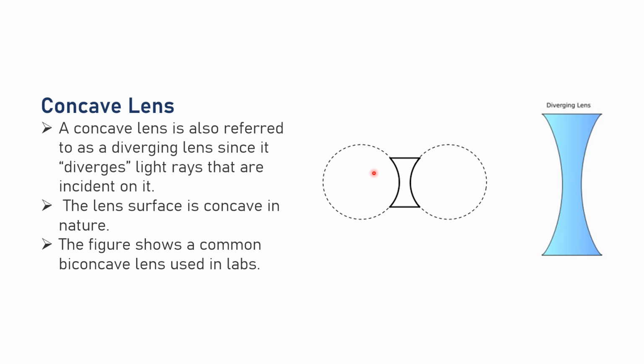This is a concave lens. It is also referred to as a diverging lens. We are going to see more about it. The lens surface is concave in nature. As you can see, this surface is concave. This is making a cave, and it is also a part of two different spheres, so that is why we call it a concave lens. It is also known as a diverging lens.